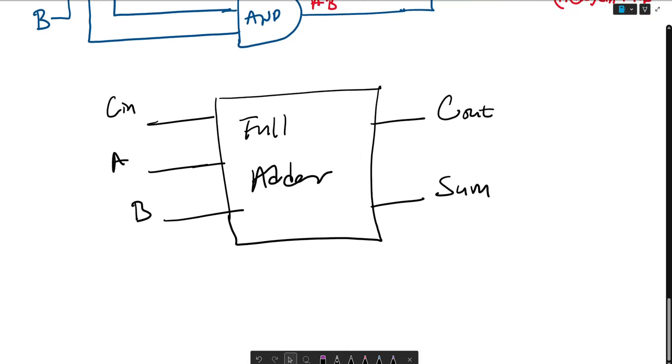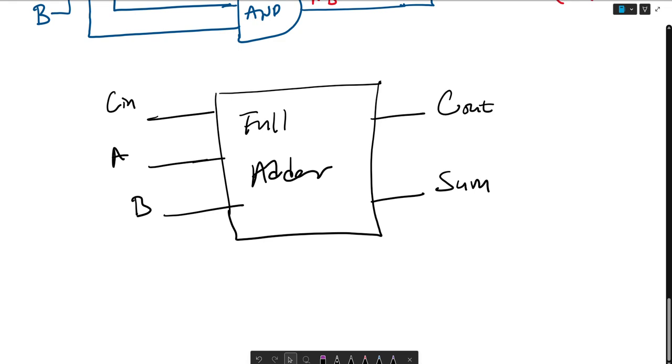In the next video, I will be talking more about configurations and devices like the full adder.